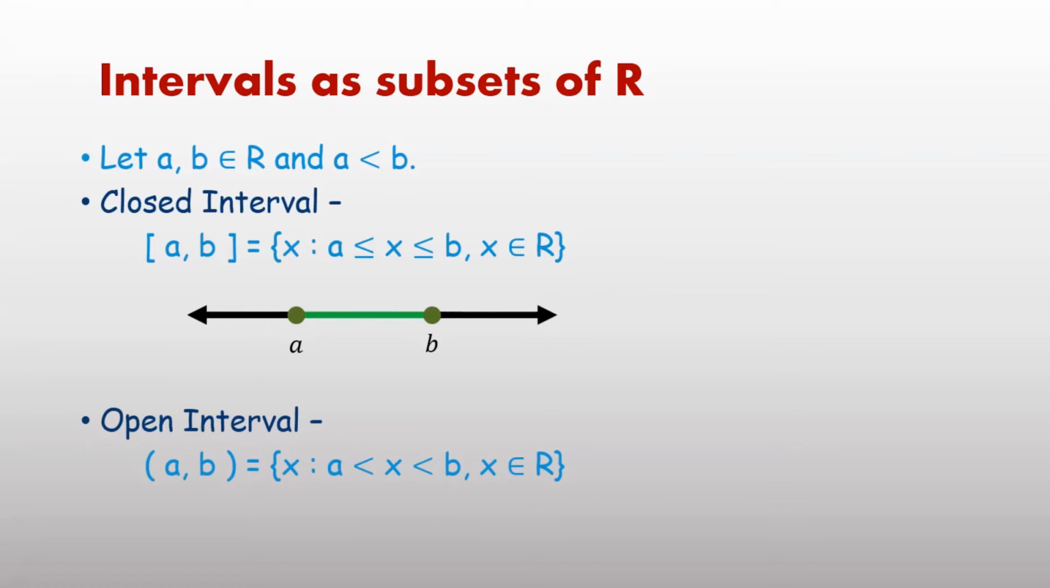Open interval: the collection of all real numbers between A and B. Here A and B are not included. On the number line you can represent it here, which means the real numbers between A and B, but A and B are not covered.